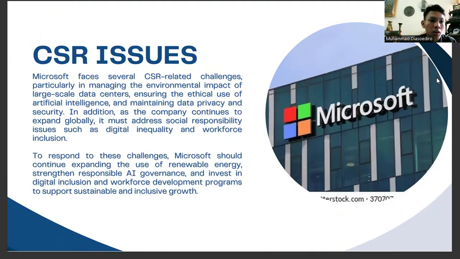CSR issue: Microsoft faces several CSR-related challenges, particularly in managing the environmental impact of large-scale data centers, ensuring the ethical use of artificial intelligence, and maintaining data privacy and security. To respond to these challenges, Microsoft should continue expanding the use of renewable energy, strengthen responsible AI governance, and invest in digital inclusion and workforce development programs to support sustainable and inclusive growth.